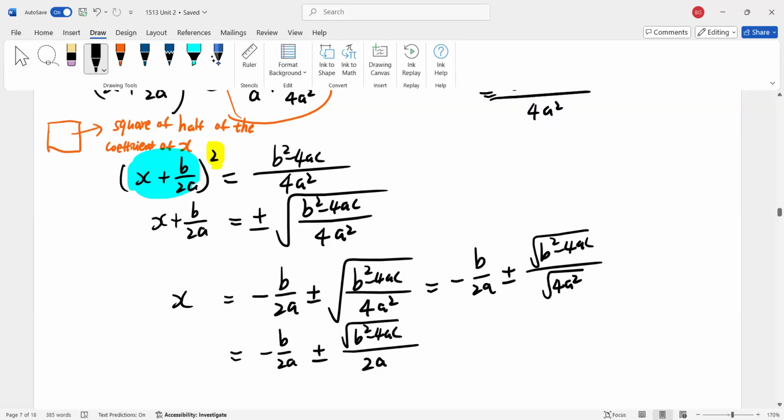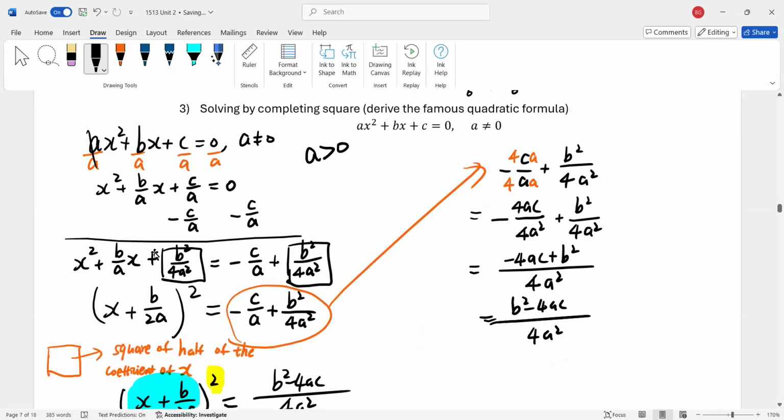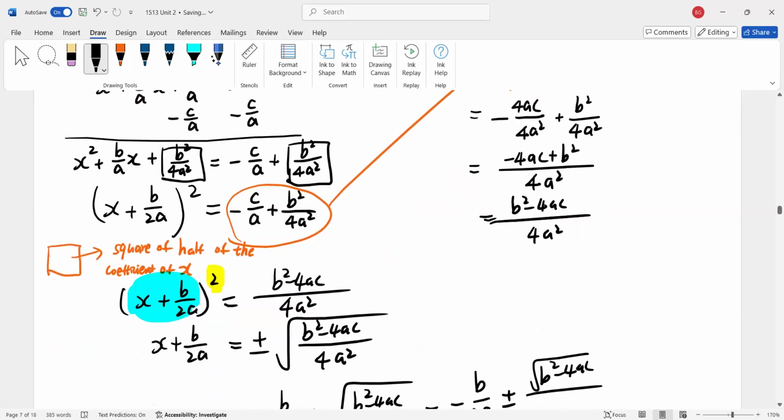Let me think. We could assume a is positive, and then assume b is negative and do it again. I don't think it will matter too much.